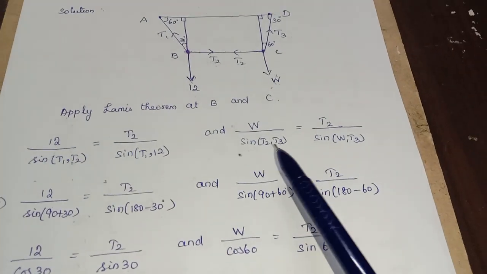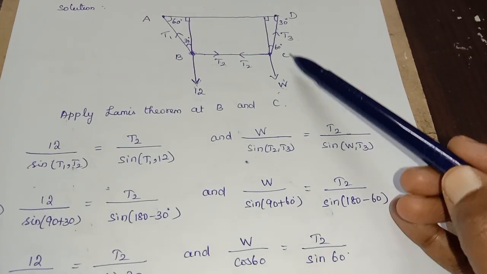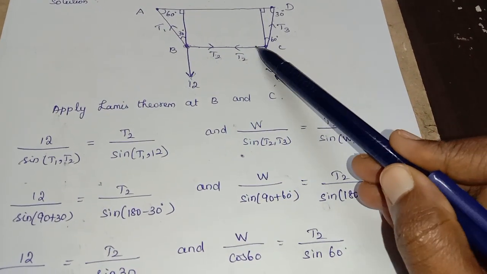Let me come to the second part. So sine of the angle between T2 and T3. This is T2 and this is T3. This is 90 degrees.